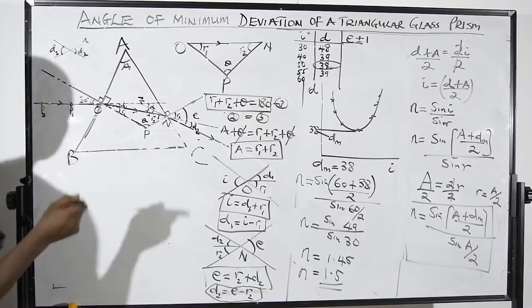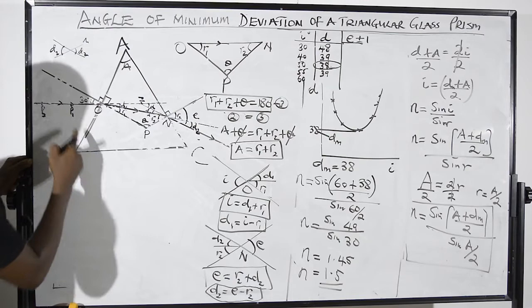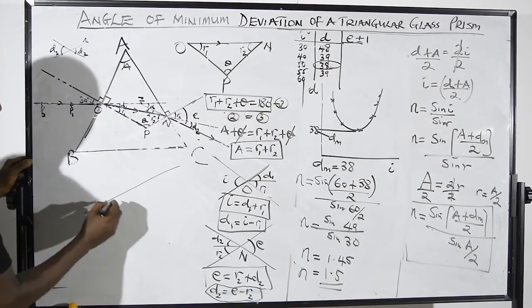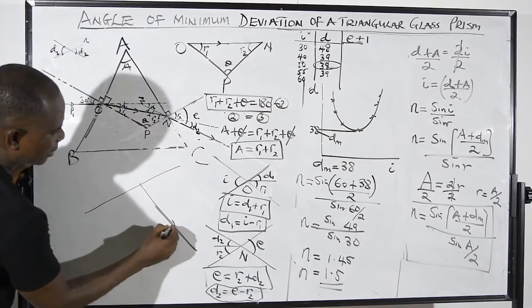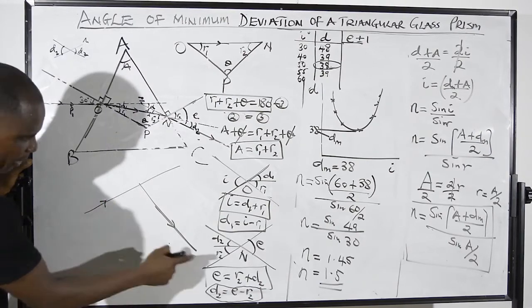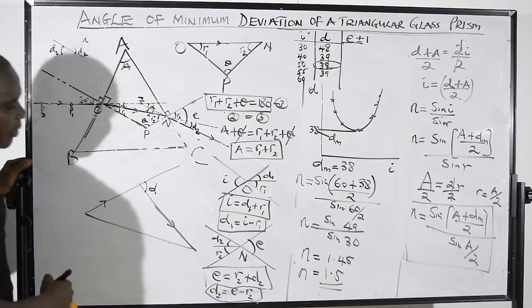So watch, if this ray was supposed to go straight, it was supposed to go in that direction, that is, this was supposed to go right there, but it ended up coming the other way. It ended up this way. Yeah, that is this ray. It started this way but ended up there. So now it has deviated. That is the angle of minimum deviation.